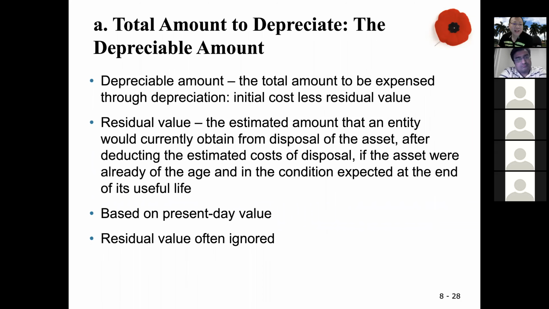I don't want to talk more about this because you know this. What's the depreciable amount? It is the total amount to be expensed, which is the initial cost less the residual value. And what is the residual value? It is the estimated amount the entity would currently obtain from disposal of the asset, after deducting the estimated cost of disposal, if the asset were already of the age and in the condition expected at the end of its useful life.